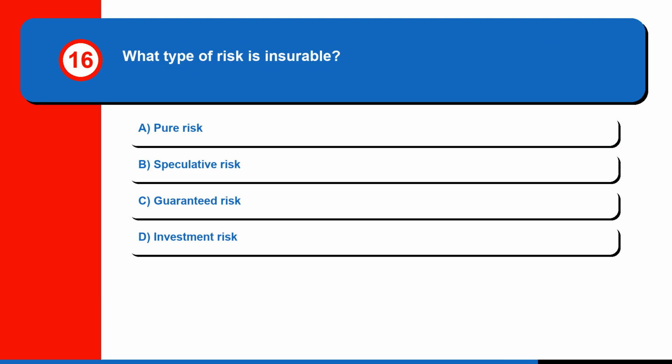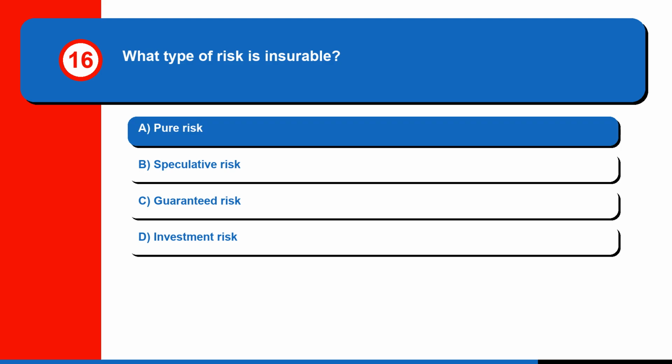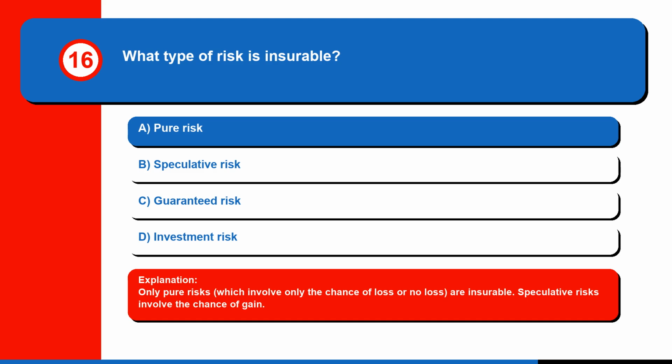Question 16. What type of risk is insurable? A. Pure risk. B. Speculative risk. C. Guaranteed risk. Or D. Investment risk? The correct answer is A. Pure risk. Only pure risks, which involve only the chance of loss or no loss, are insurable. Speculative risks involve the chance of gain.